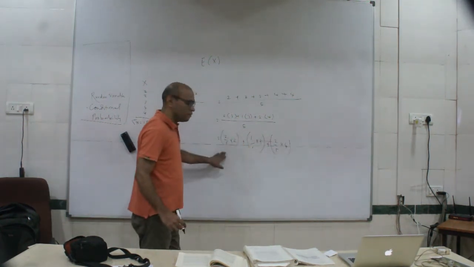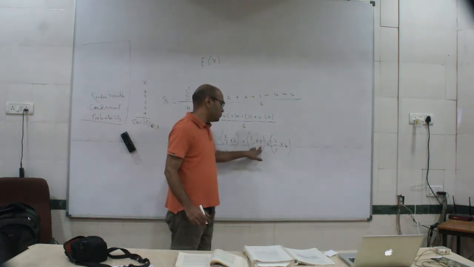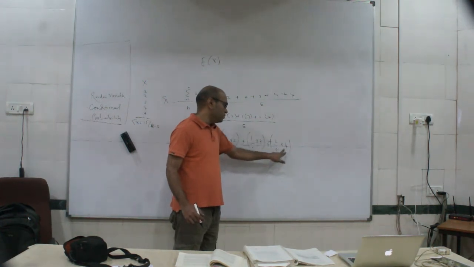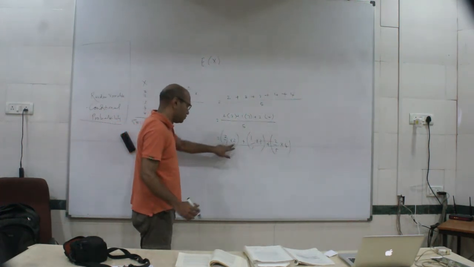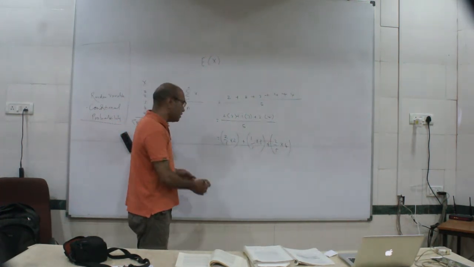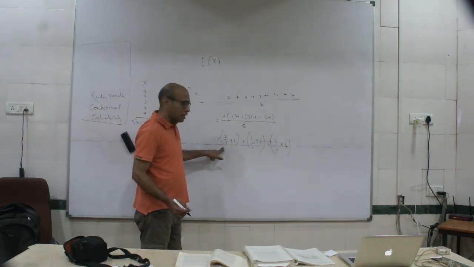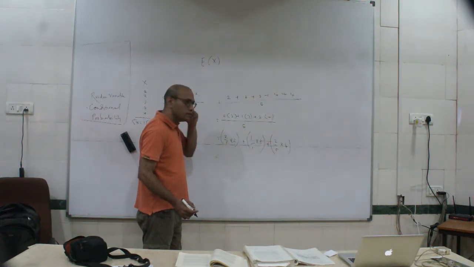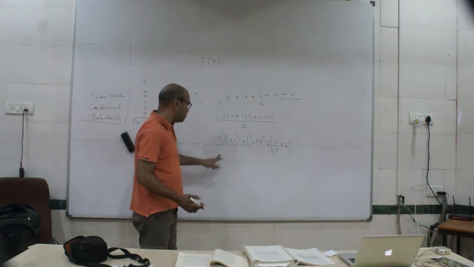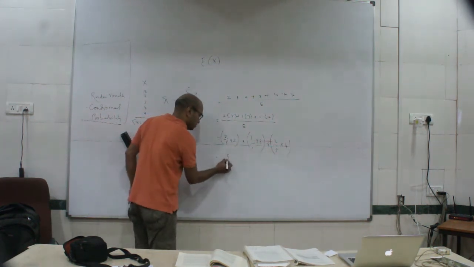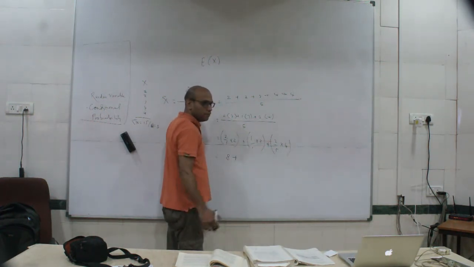Now, what is this 2 by 5? 2 by 5 is the probability associated with 2. 1 by 5 is the probability associated with 3. 2 by 5 is the probability associated with 4. So what I am actually doing is multiplying x by its own probability. So 2 by 5 is the probability of 2, which is 0.4. 0.4 into 2 is 0.8, plus 1 by 5 is 0.2, 0.2 times 3 is 0.6.